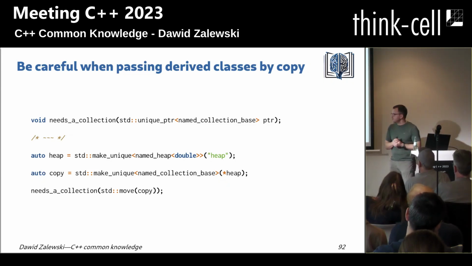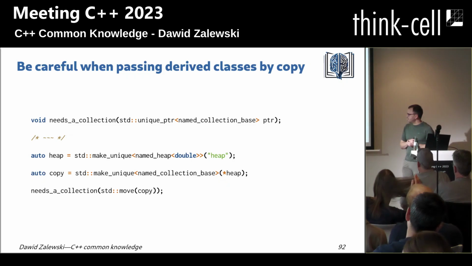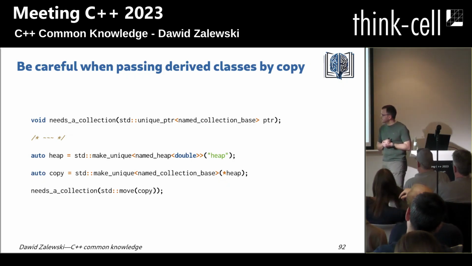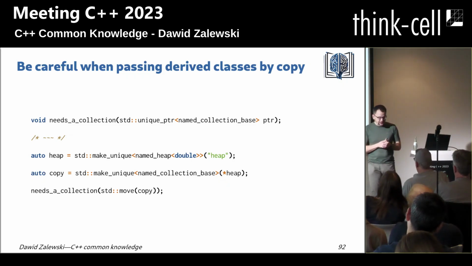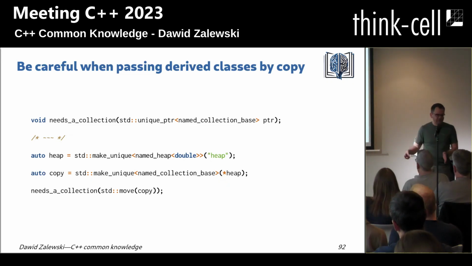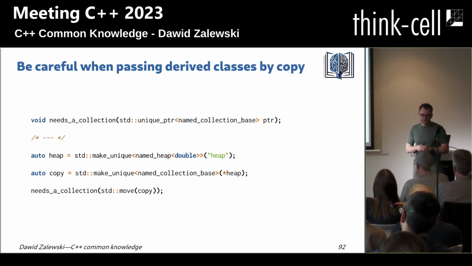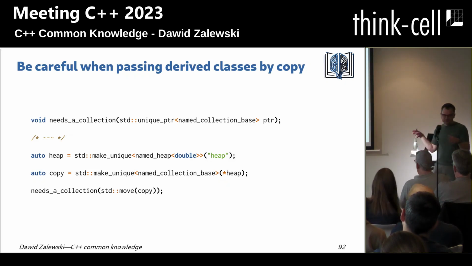Like, for example, on this slide, in these 4 lines of code, I'm slicing an object. And in particular, I'm slicing the named heap. And by slicing, I mean that I created a named heap that owns 2 different arrays, and then I make a copy of it, but I'm only making a copy of a piece of the heap. So I'm only making a copy of the heap that belongs also to the named collection base. I totally neglect the heapy part, let's say.